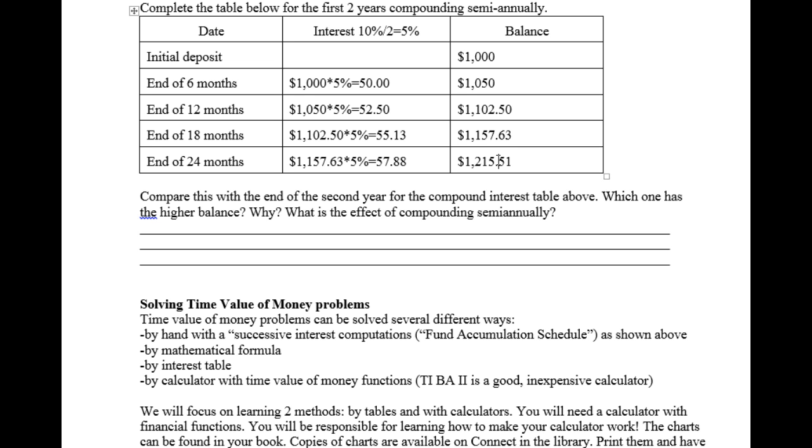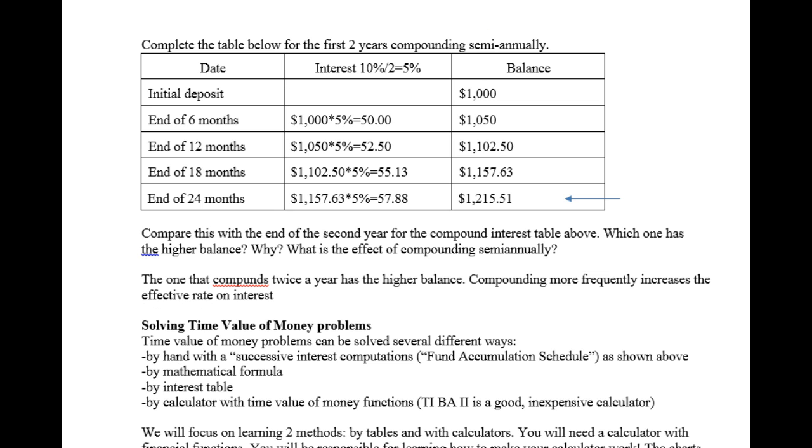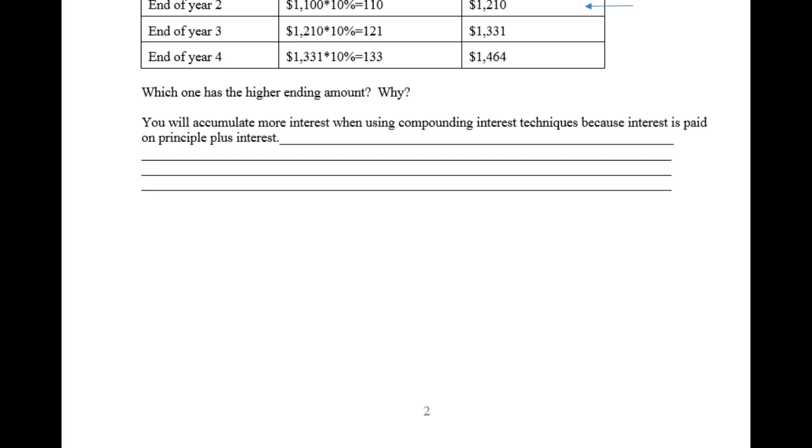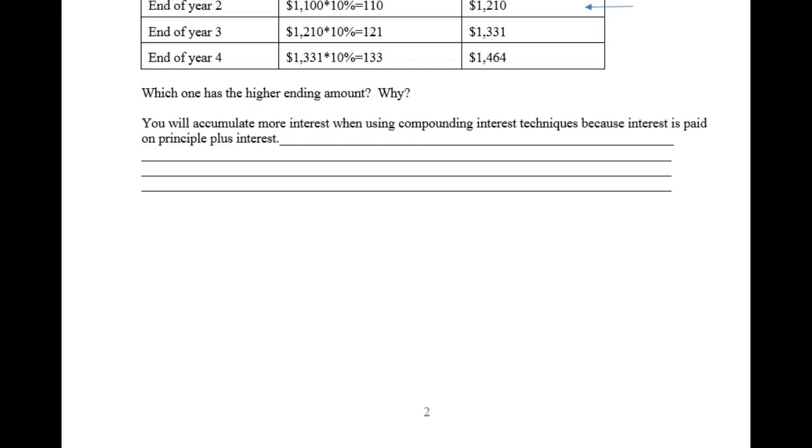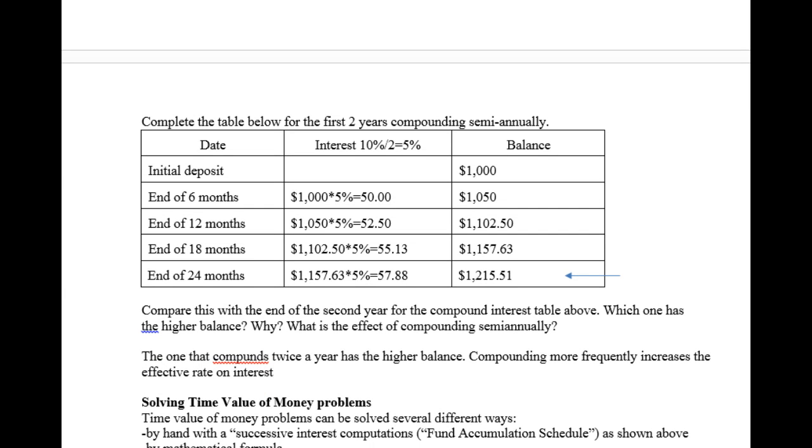So, when you compare this with the second year for the compound interest table above, which one has the higher balance and why? At the end of 24 months, when compounding semi-annually, we have $1,215.51. If we scroll back up and we look at our balance in the compounding interest when you do it annually, at the end of year 2, there's only $1,210 in the account. And again, it would be at the end of the second year that we're doing the comparison. So you could say that the one that compounds twice a year has a higher balance, and draw the conclusion that compounding more frequently increases the effective rate of interest. Isn't that interesting?